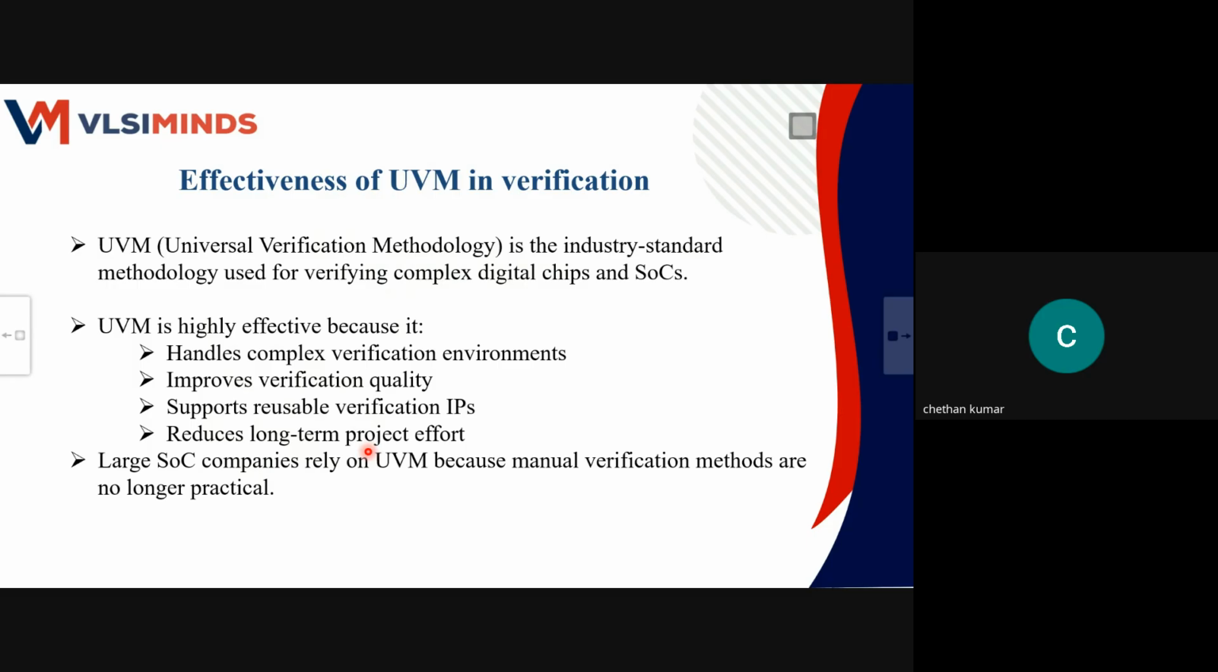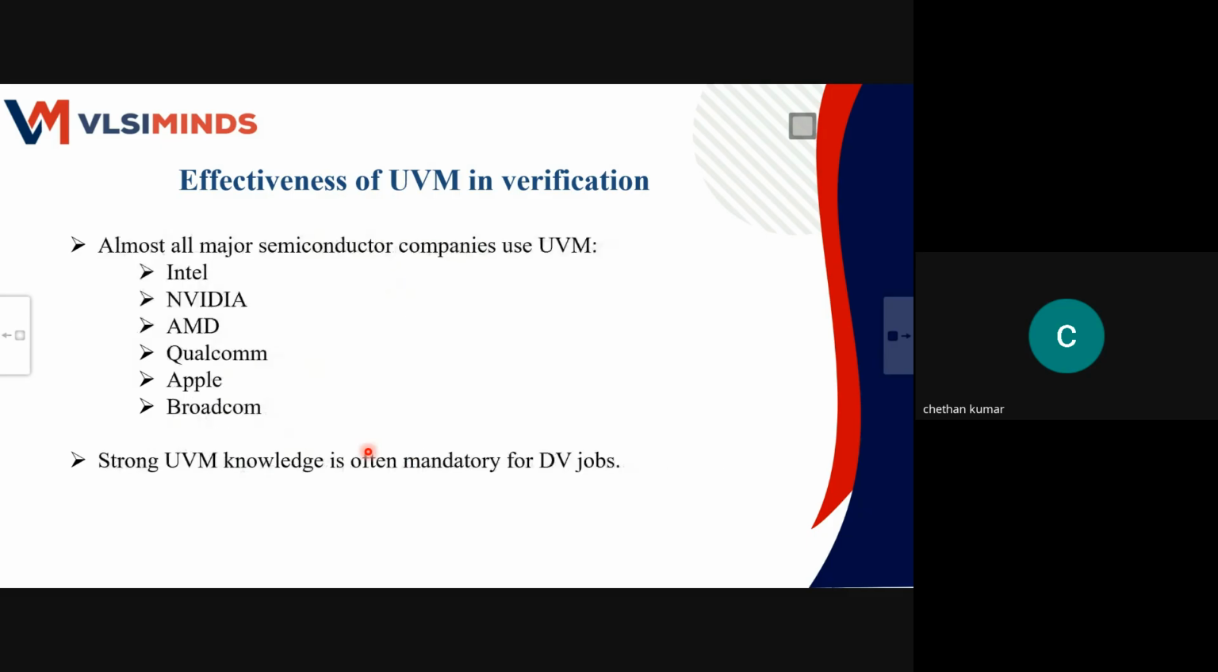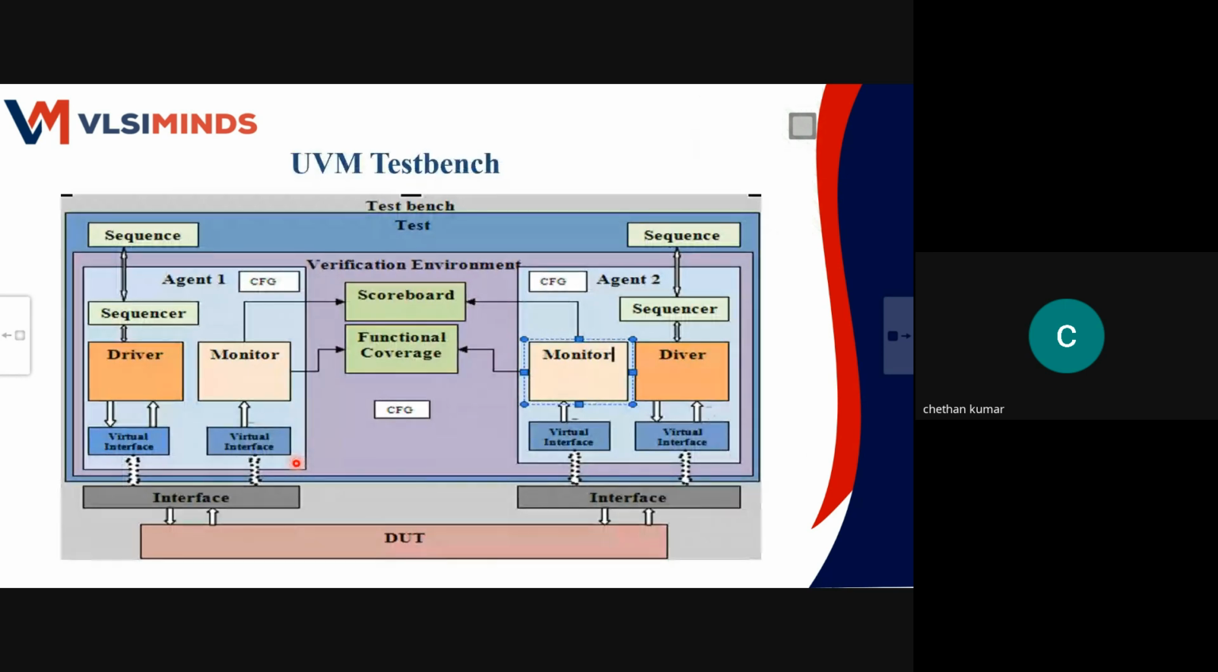So if you take 6 months to complete the project using Verilog, you can do that in 3 months using SystemVerilog, and in 1 month using UVM. That is the advantage. And that is why almost every company, Intel, Nvidia, AMD, Qualcomm, is using UVM. So this is mandatory knowledge for a verification engineer. That means if you want to get a job in the design verification domain, you need to have some knowledge of it. Okay, so this is how a UVM testbench looks like.